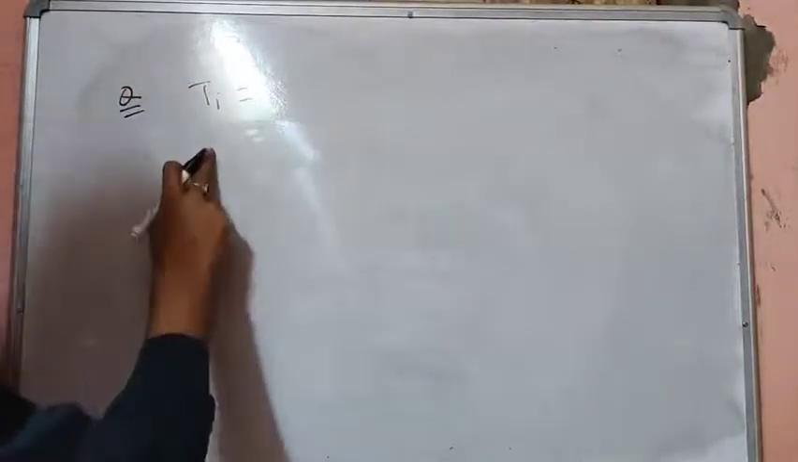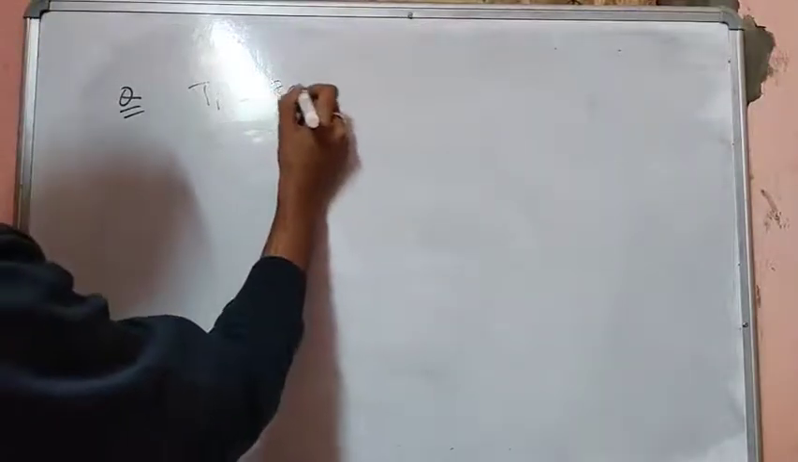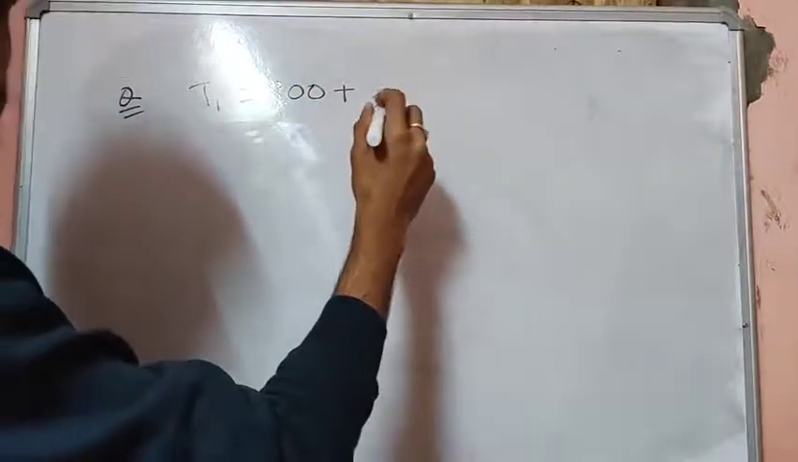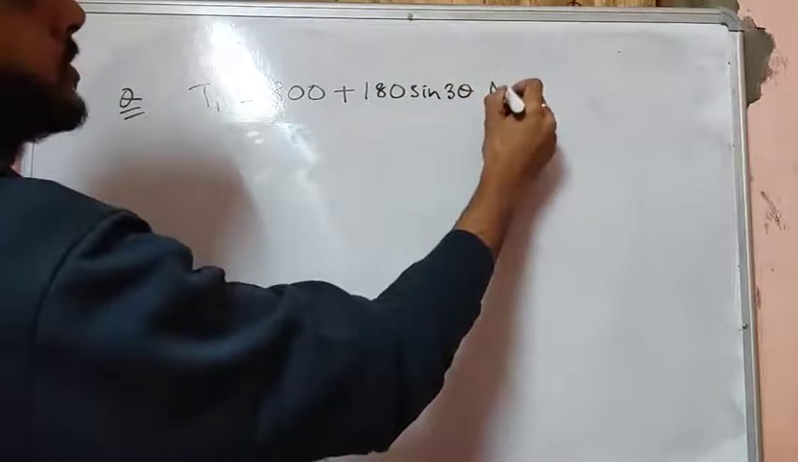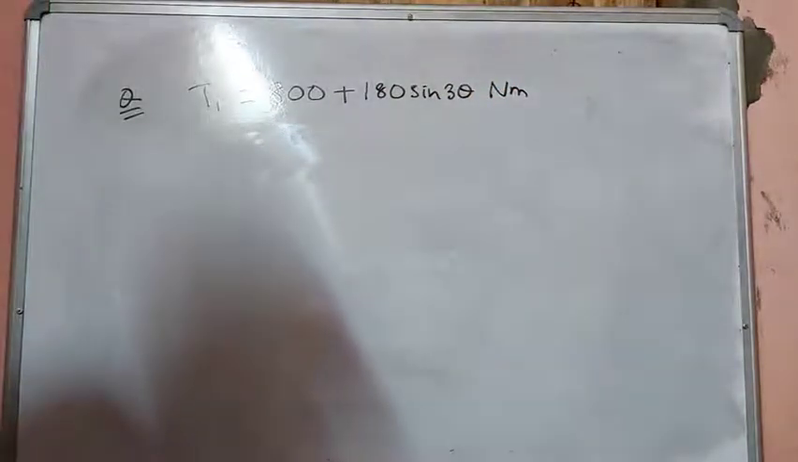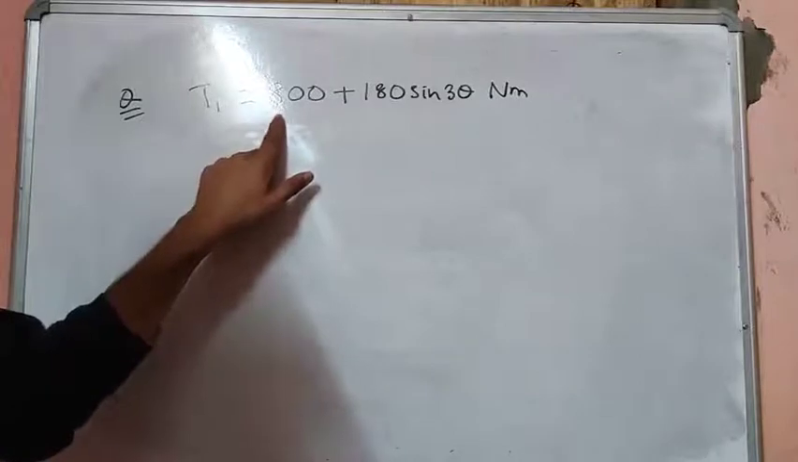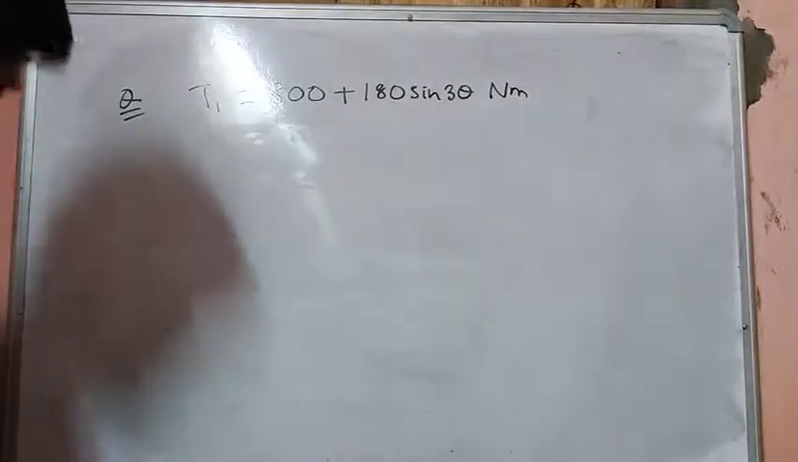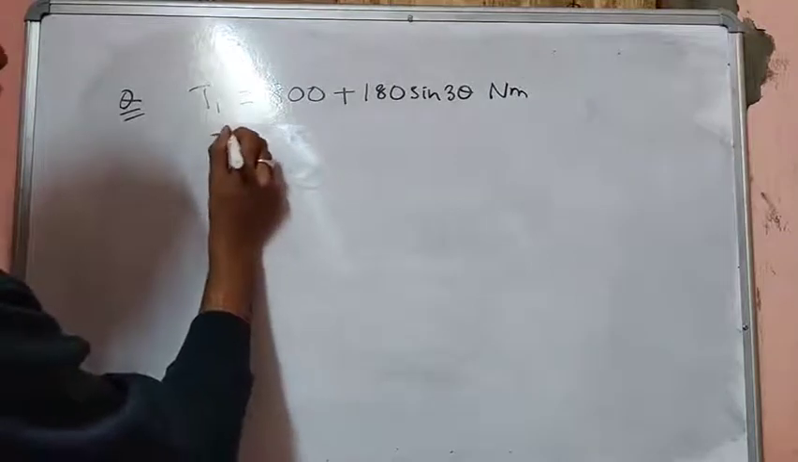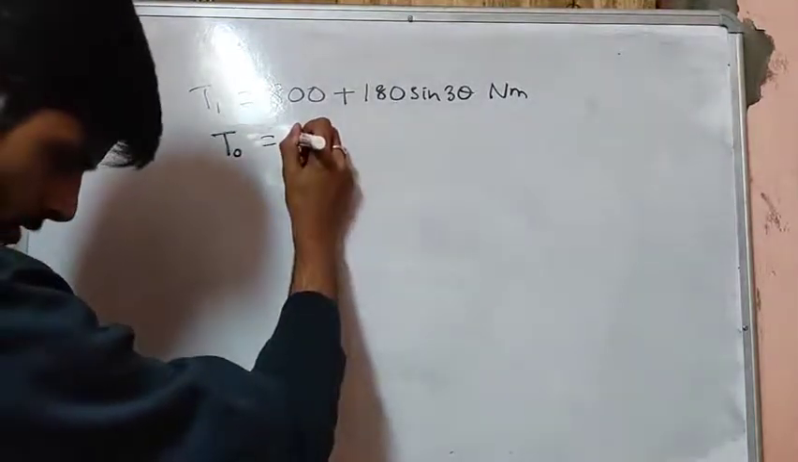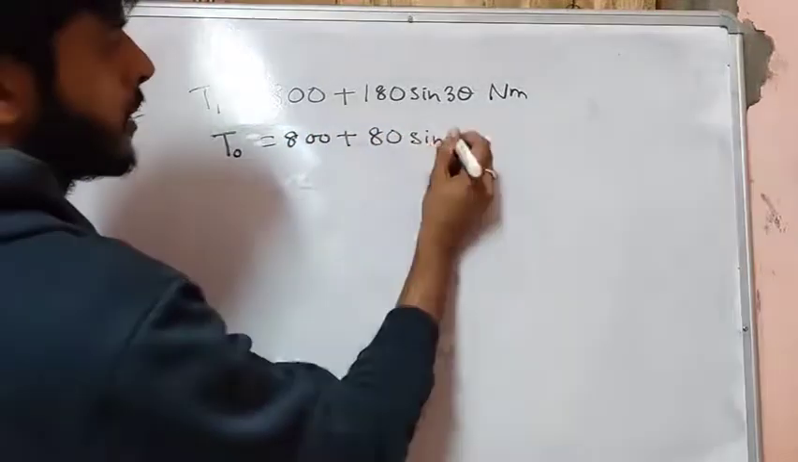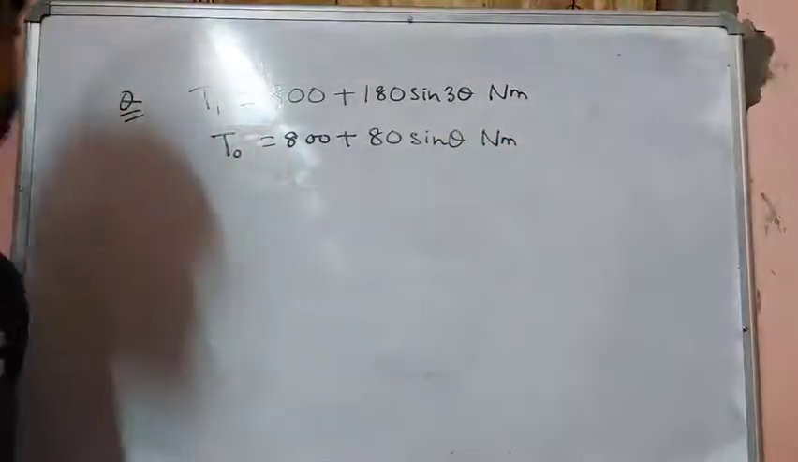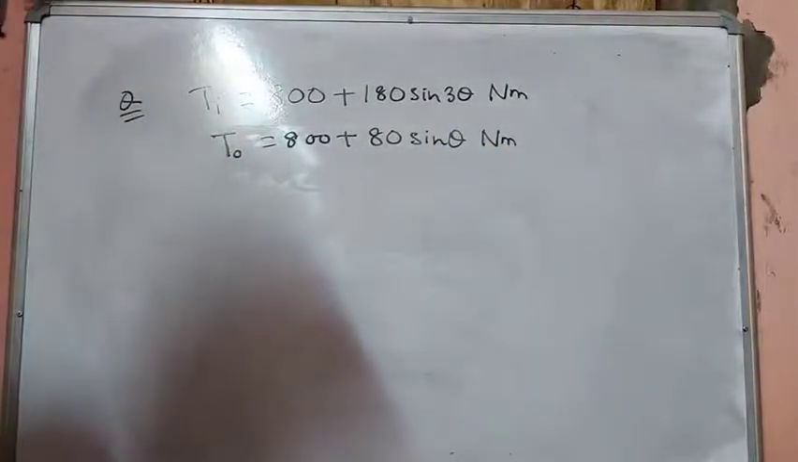So we have the input torque. This input torque is given as 800 plus 180 sine 3 theta Newton meter. So the output torque, or the load torque, is given as 800 plus 80 sine theta Newton meter. So the input torque is given as a variable and the output torque is also given as a variable.